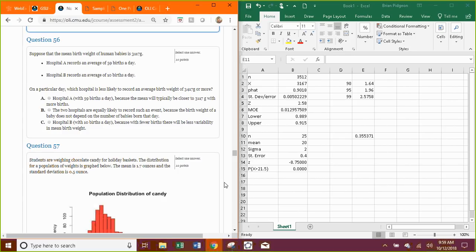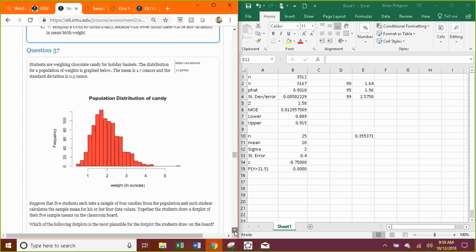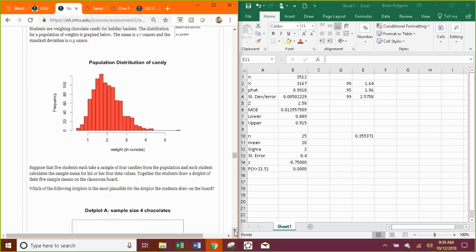Suppose that the mean birth weight of human babies is 3,117 grams. Hospital A records an average of 59 births a day. Hospital B records an average of 10 births a day. On a particular day, which hospital is less likely to record an average birth weight of 341 or more? Well, that's going to be the hospital with the larger sample size, Hospital A, because the mean will be closer to 3,117 grams with more births, small variability.